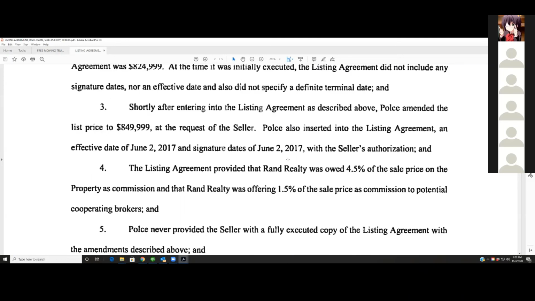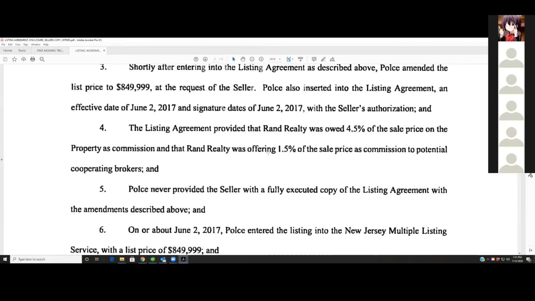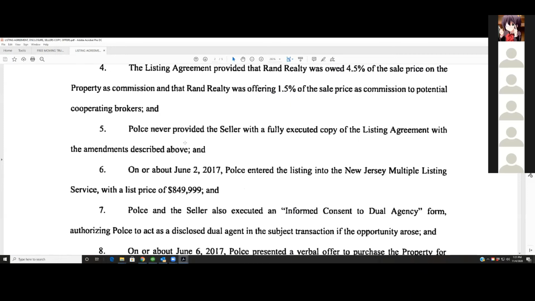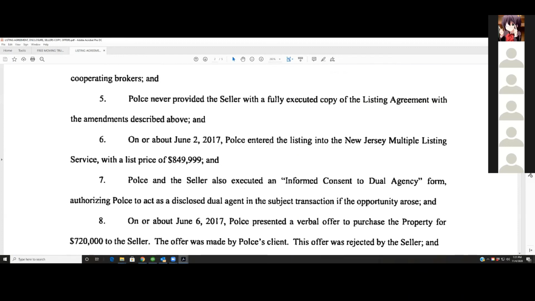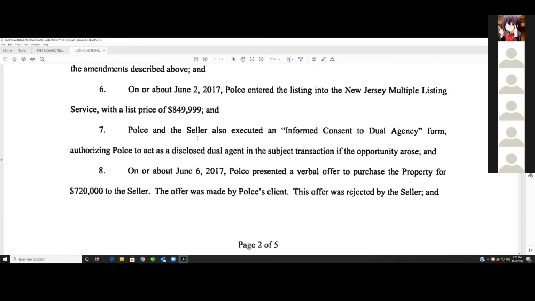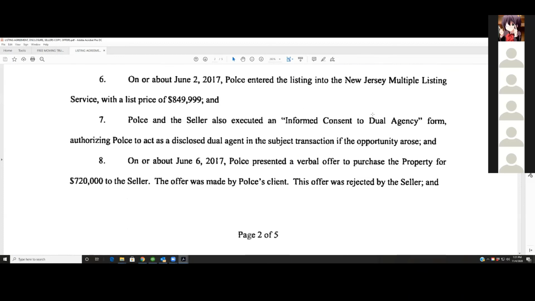The listing agreement provided that Rand Realty was owed 4.5% of the sale price as commission, and that Rand Realty was offering 1.5% of the sale price as commission to potential brokers. He also provided a fully executed copy of the listing agreement with the amendments. And he entered the listing in the New Jersey multiple listings for $849,999, and the sellers executed an informed consent to dual agency form. So he has done everything good so far, right?